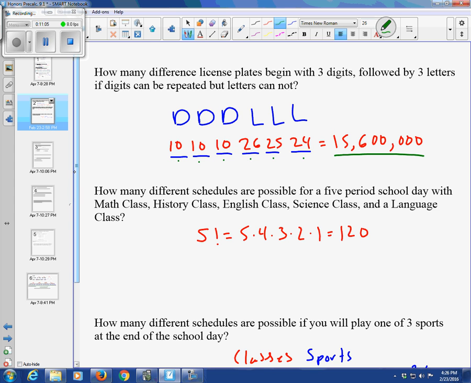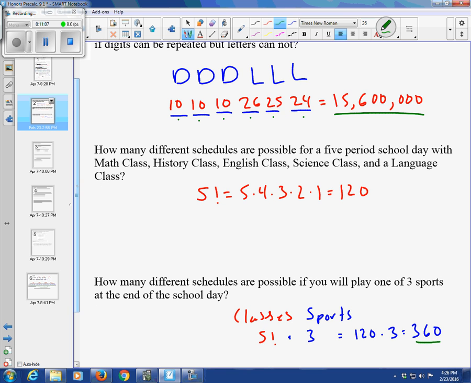When we're looking at our school day problem, how many different schedules are possible for a 5-period school day with math class, history class, English class, science class, and a language class, we're talking about arranging 5 classes. So that would be 5 factorial: 5 possibilities for the first class, 4 possibilities for the second class, 3 possibilities for the third class, 2 possibilities for the fourth class, and only 1 possibility for that last class. When we multiply all this out, we get 120 possible different school days.